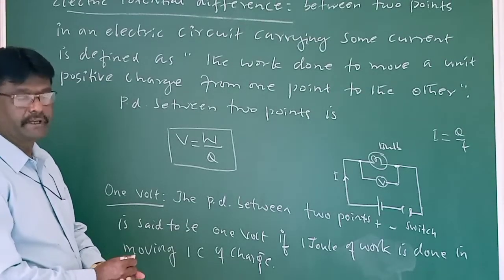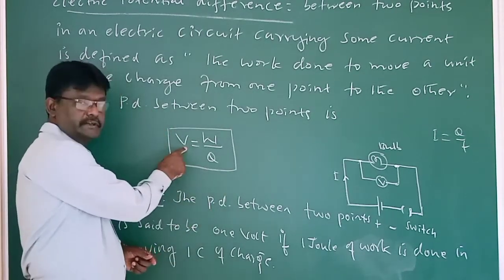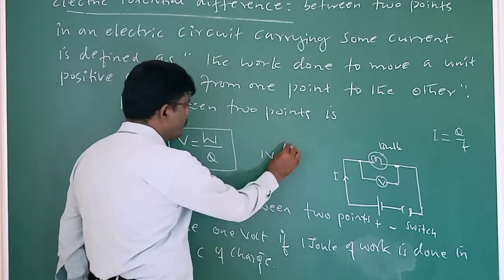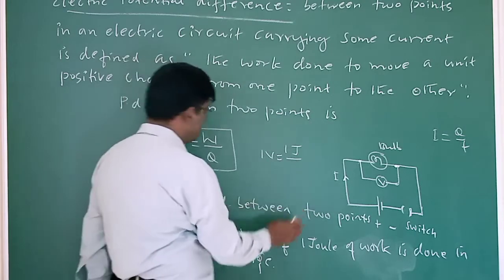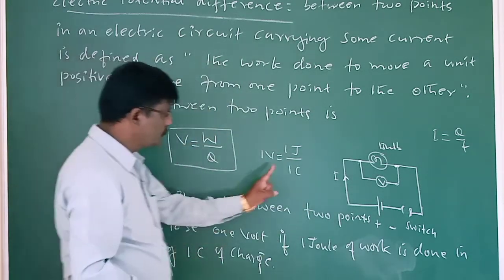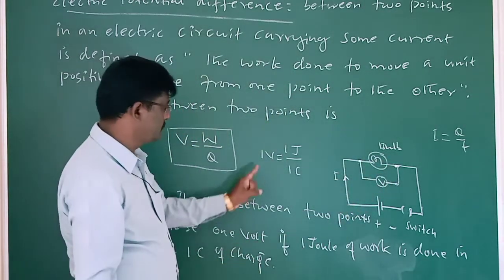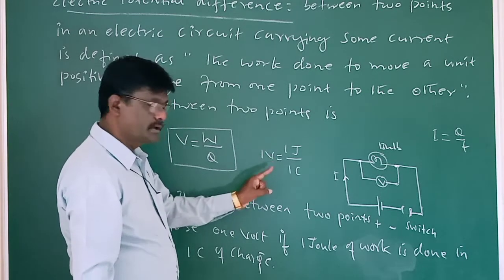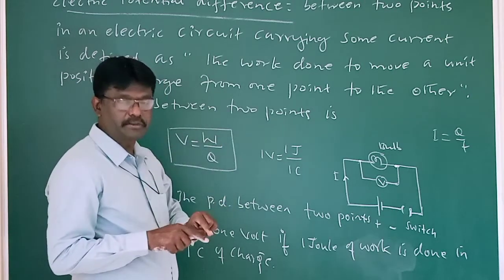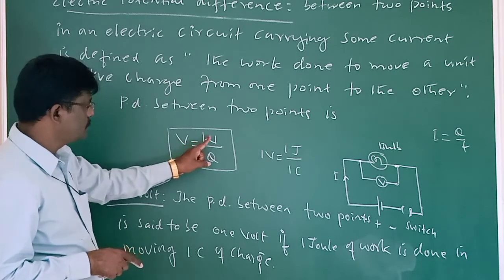Now we shall try to define 1 volt. What is 1 volt? Volt is potential difference. When do we say 1 volt? 1 V, if 1 joule of work is done in moving 1 coulomb of charge from one point to another. Hence, a very simple definition. How to define 1 V? Whenever we have to define that 1, etc., first you take the mathematical form. The mathematical form of potential difference is V equal to W by Q.